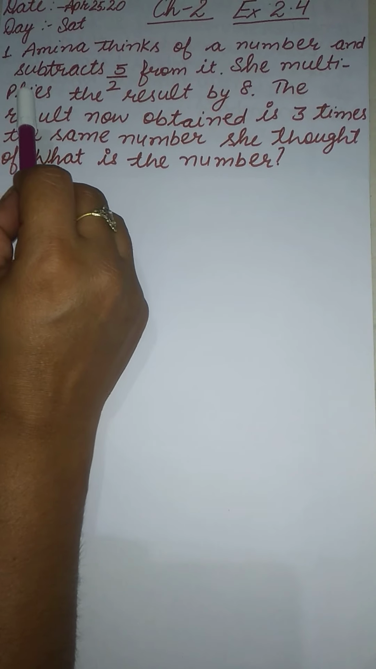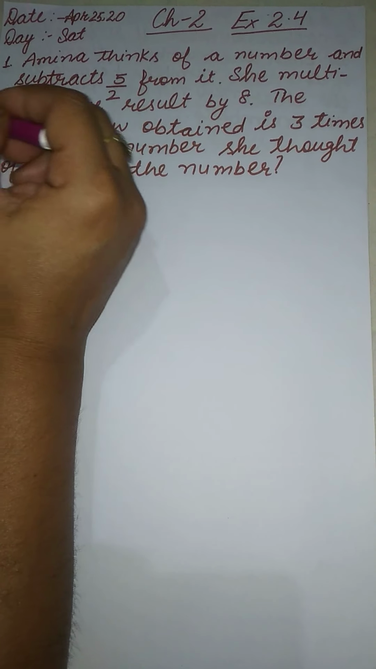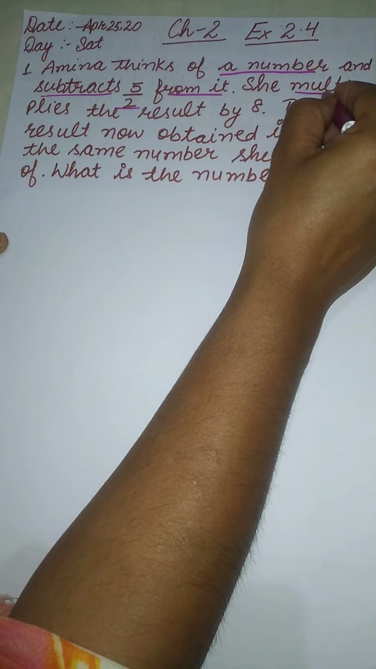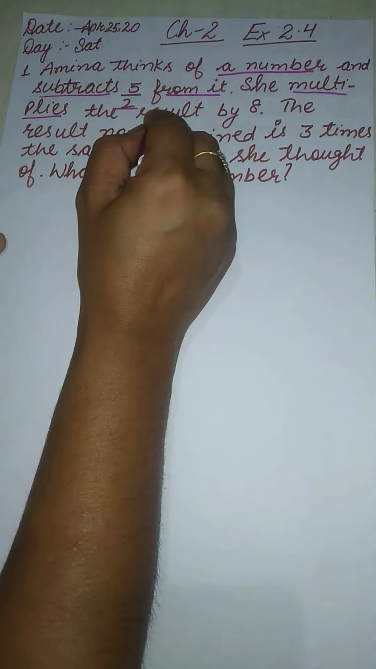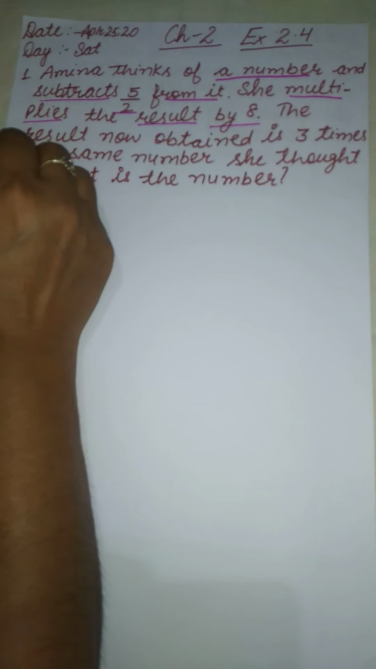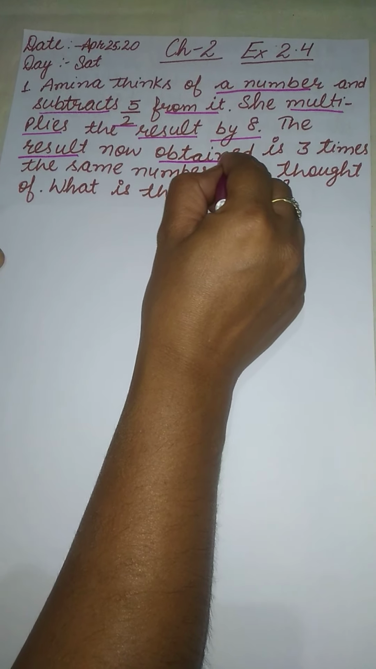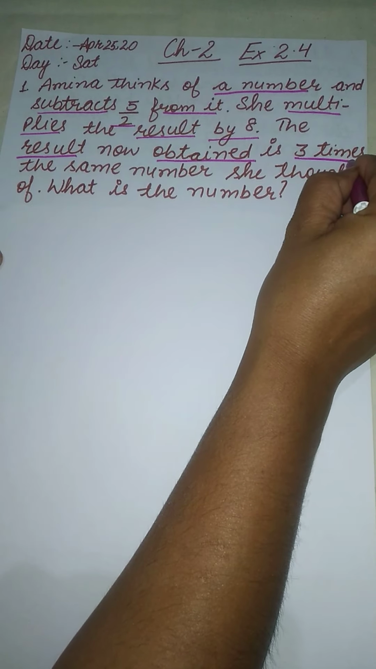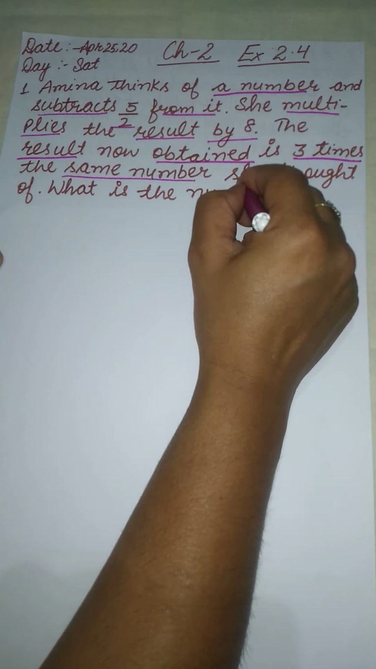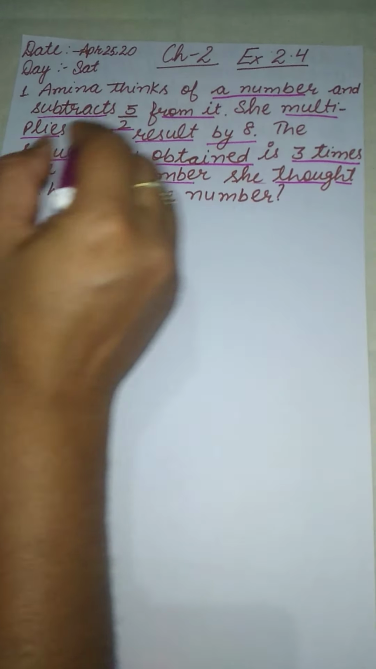Question number 1 is, Amina thinks of a number and subtracts 5 by 2 from it. She multiplies the result by 8. The result now obtained is 3 times the same number she thought of.